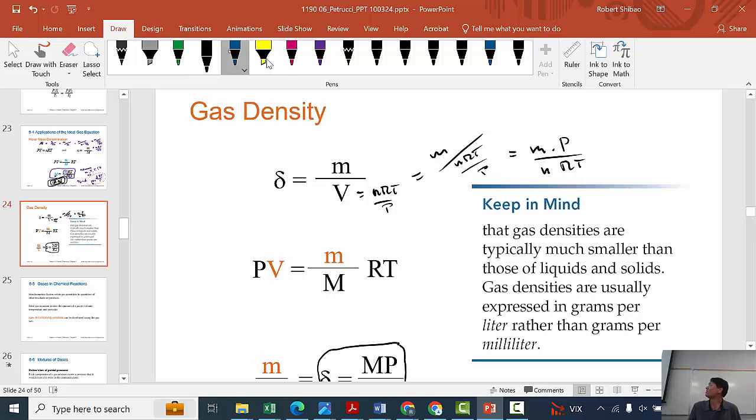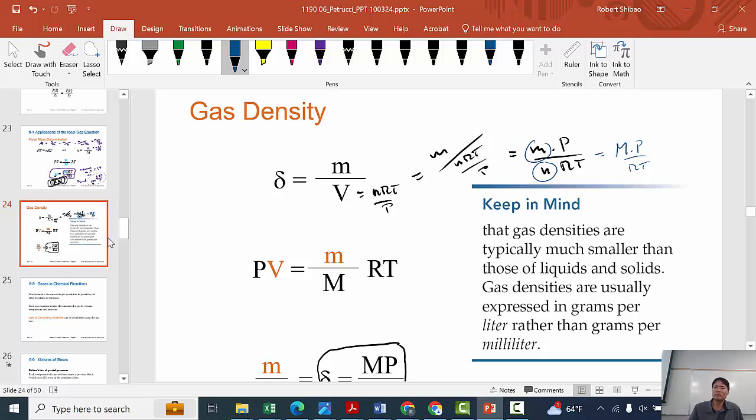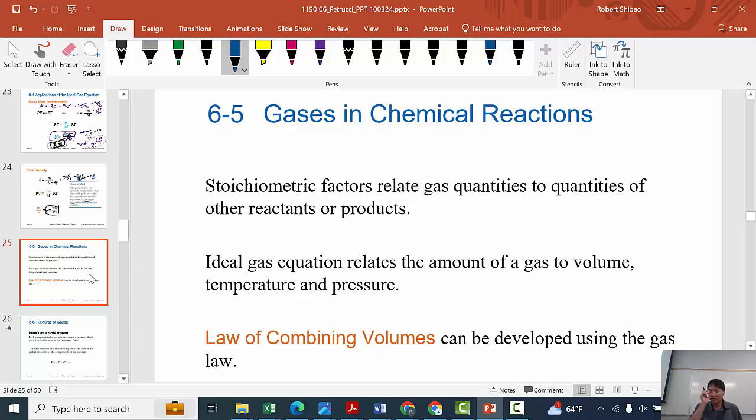And then they do this same thing here. The mass, grams, over n, the moles, grams per mole, is the molar mass. And so they'll just substitute the molar mass, MP over RT. So we can derive these things in different ways, given the ideal gas law. Oh, the density here is in grams per liter, not grams per milliliter. Gases are about 1,000 times less dense, so grams per liter is a more convenient unit to use.